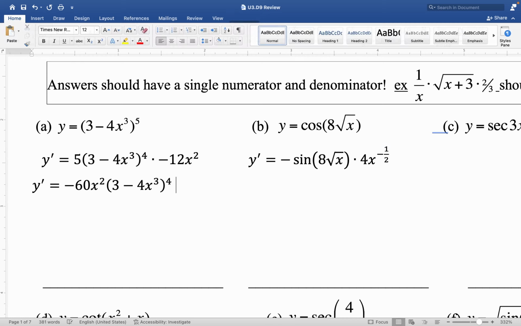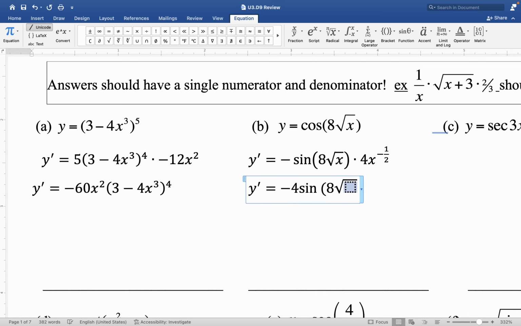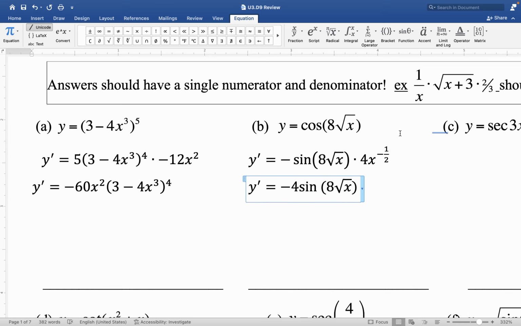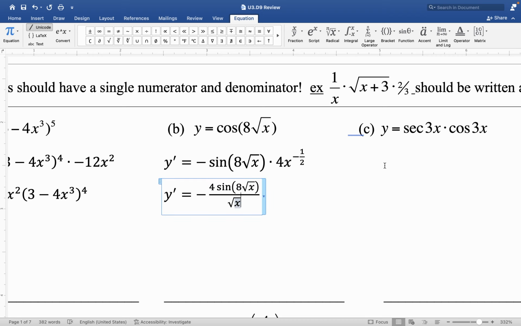That's basically it. Maybe it can be simplified a little bit, I guess the 4 should be put up front. We prefer to put coefficients at the beginning of the expression. The x to the negative 1/2, I guess that's like having a square root of x on the bottom of the fraction. So there we go. That looks good to me.